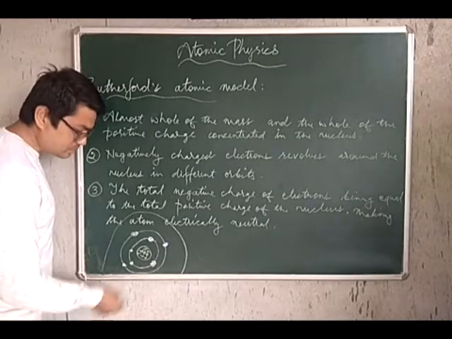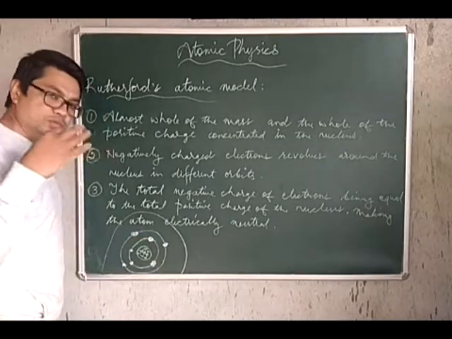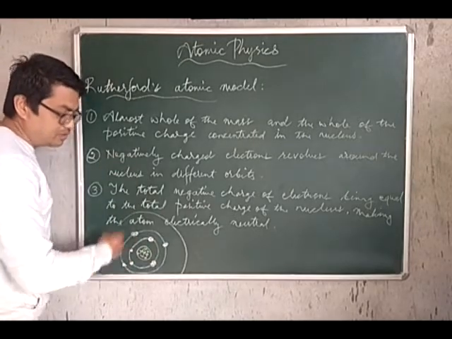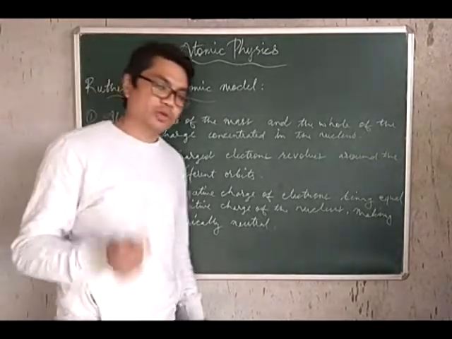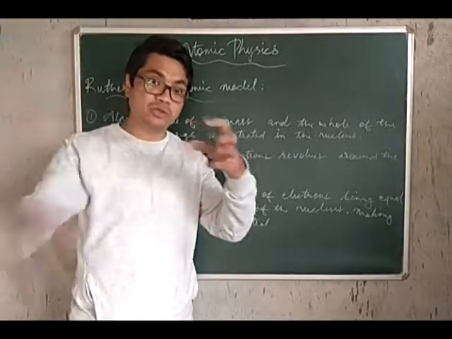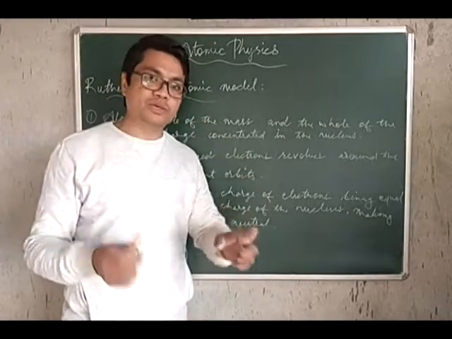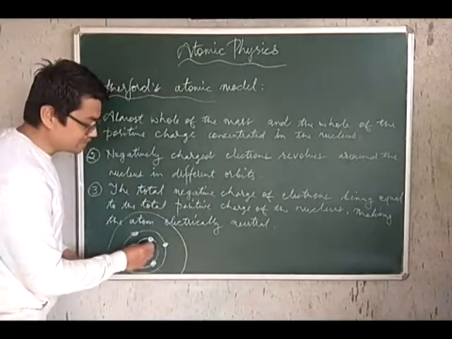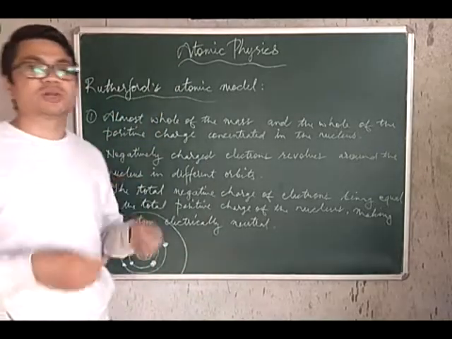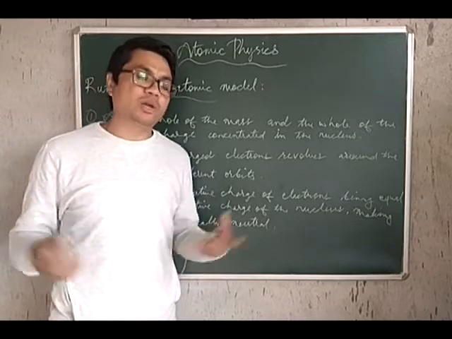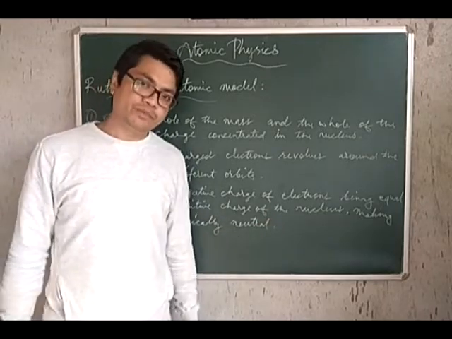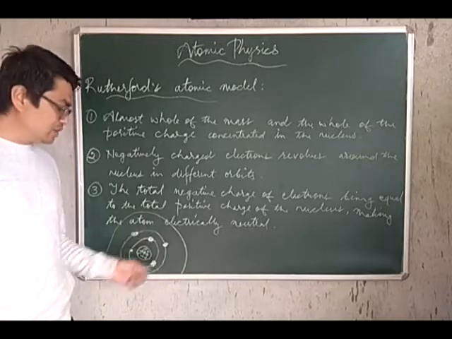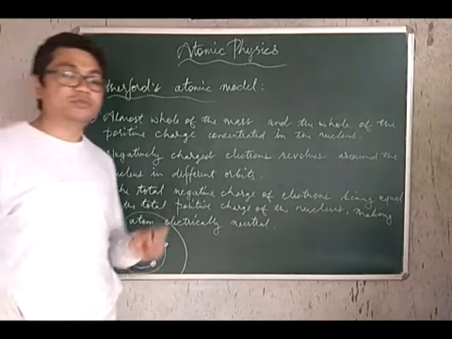Negatively charged electrons, Rutherford said, revolve around the nucleus in different orbits. Now, why did he say the electrons have to revolve around the nucleus? Because if the electrons were considered to be stationary, they would readily be attracted by the positive charge of the nucleus, following Coulomb's law, of course. That is why he said the electrons have to go revolving around the nucleus in different orbits.